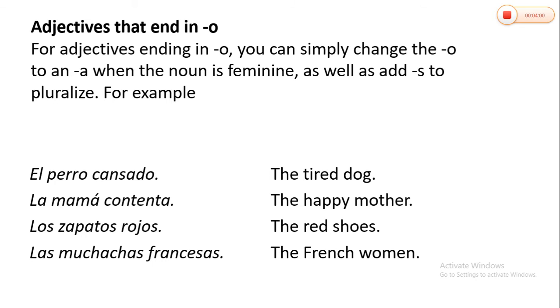Adjectives that end in o. For adjectives ending in o, you can simply change the o to an a when the noun is feminine, as well as add s to pluralize. For example, the tired dog. So el perro cansado. Perro would be a dog, cansado is tired, which is an adjective. So the noun ends with o, the adjective will also end with o. The second one is the happy mother. La mamá contenta. Contenta is an adjective, mamá is mother, which is a noun. Mamá ends with a, so according to our rule, a will be added at the end of contenta. Had it been mamo, which is a wrong word, it would have been contento.